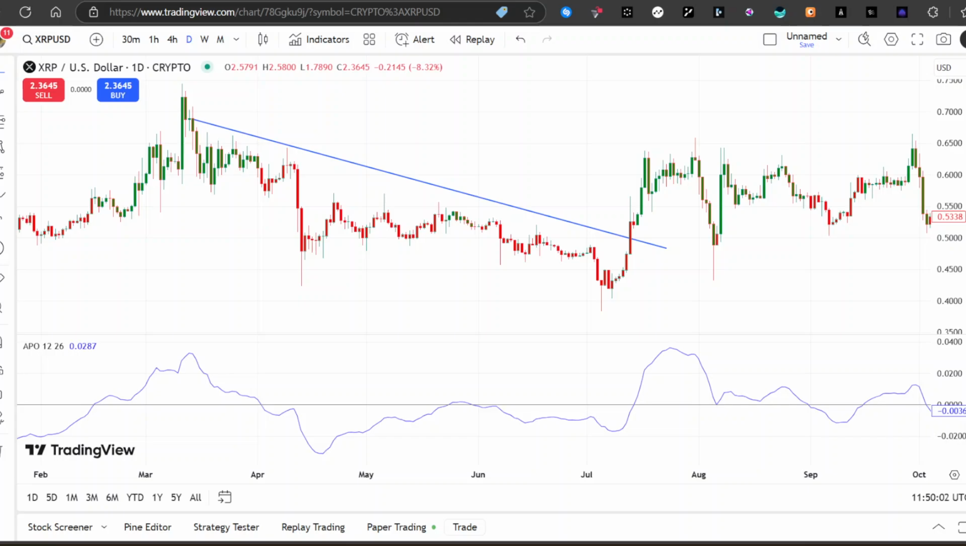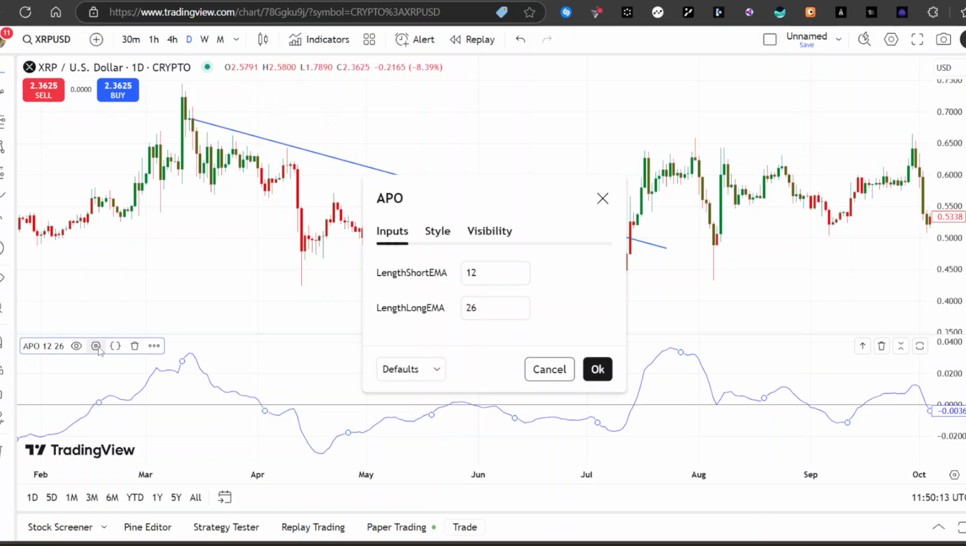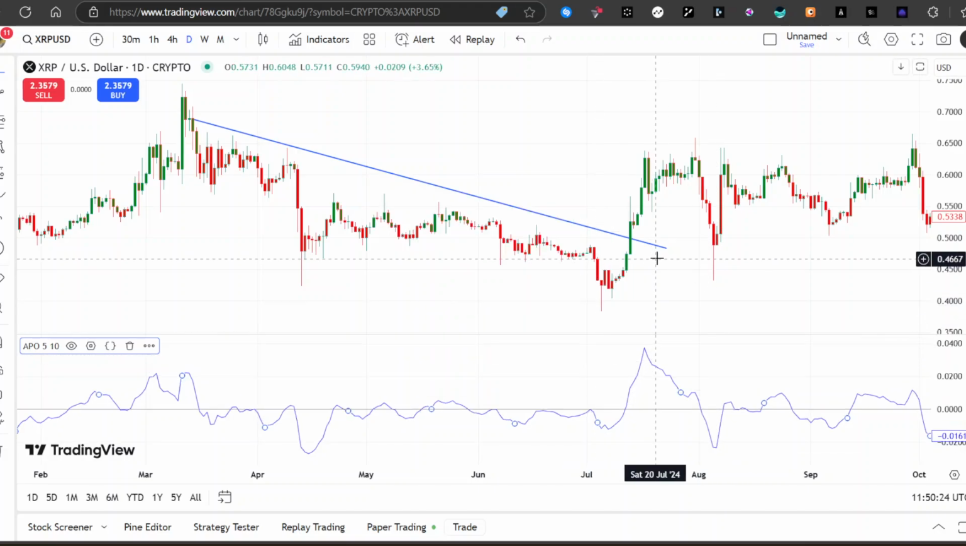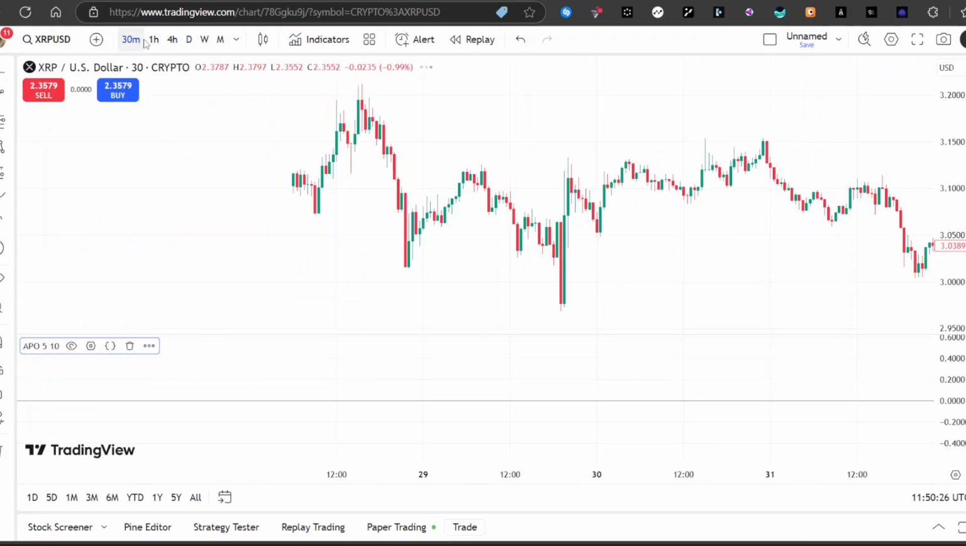Now, let's talk about the best settings for different trading styles. For short-term traders, a faster setting like 5:10 can help you catch smaller price swings. And of course, you're going to use it on smaller time frames, obviously.